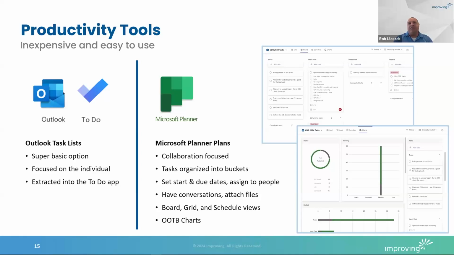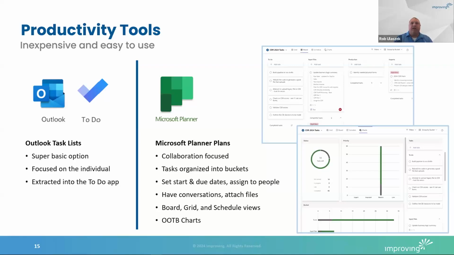Outlook task lists have been around forever and are an easy go-to for individuals trying to get organized. These same task lists are abstracted into the To-Do app to make them easier to access, especially when on the go. The other type is Microsoft Planner, the original. This is a more advanced option that focuses on collaboration. As you might expect, it integrates seamlessly into Microsoft Teams.